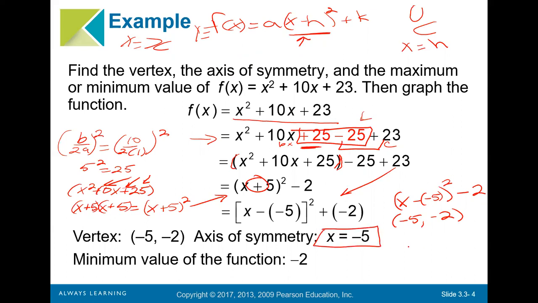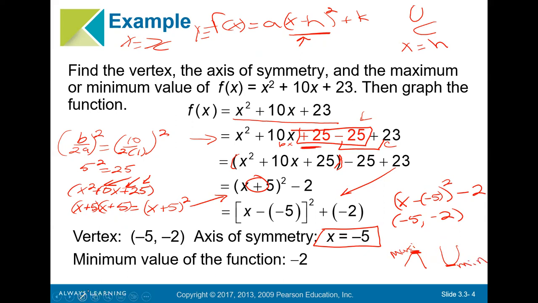So my axis of symmetry here is negative 5. So it's x equals. You got to state x equals, because you can't just say negative 5, because we have an x and y coordinate here. We have a minimum value of negative 2, which makes sense because if it's opening upward or downward, we know that this would be a max, right? This would be a minimum.